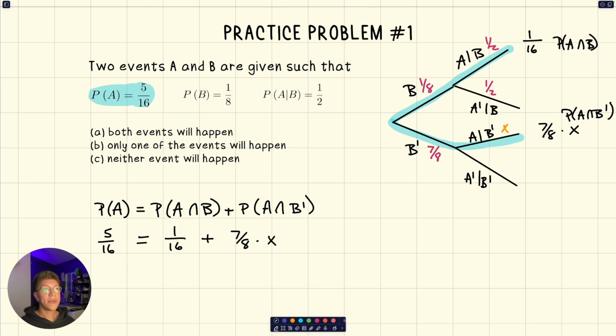And so here we can move our 1/16 over. We get 4/16 is equal to 7/8 times x. We make our denominator 16 here, so we get 4/16 is equal to 14/16, multiplying the top and bottom by 2.